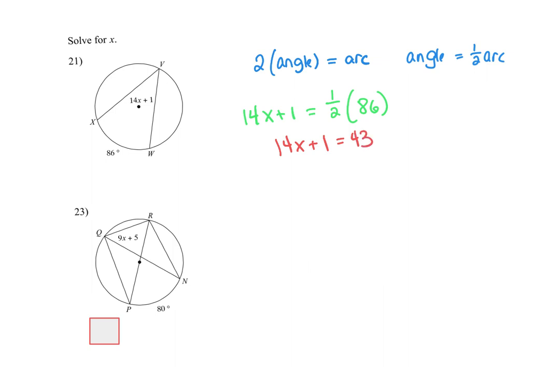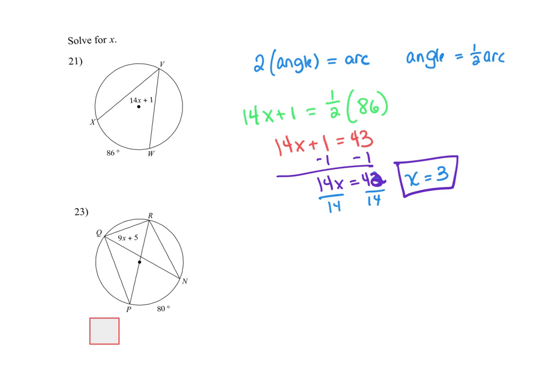I am going to subtract my 1 over. Just solving at this point. 14x equals 42, and that is divisible. So my answer here is going to be that x equals 3. Okay. All right. So go ahead and solve for 23.